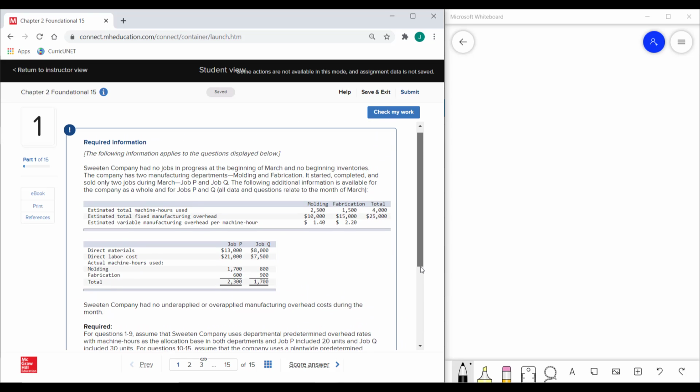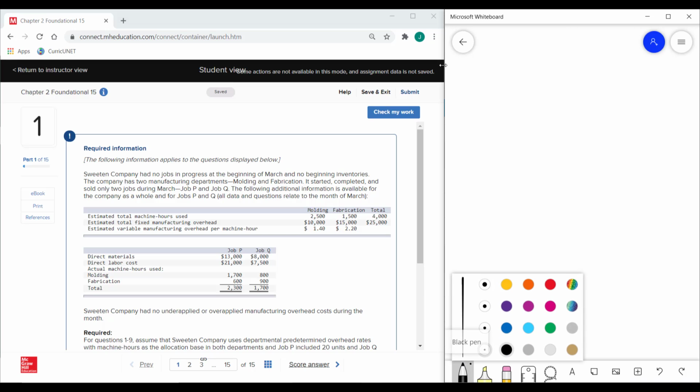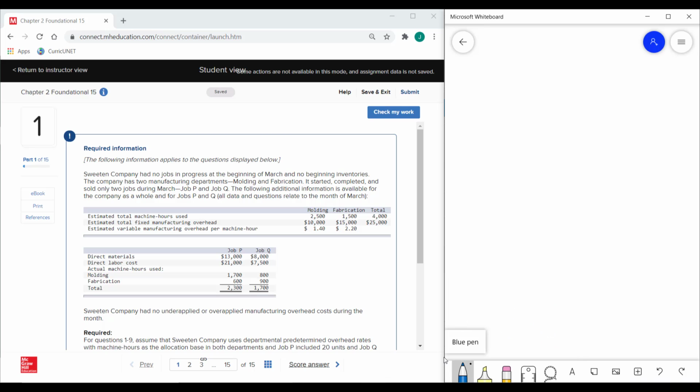Okay, so we're finding the 2 departmental POHRs here since there are 2 departments. We want to remind ourselves what it means to calculate a POHR. Remember, direct materials and direct labor are easily traceable to a job. We know exactly how much of those elements are spent on each job. But manufacturing overhead is not an easily traceable cost. So instead, if we can't trace, we allocate the cost using a predetermined overhead rate that we determine at the beginning of a period. So how do we find a POHR?